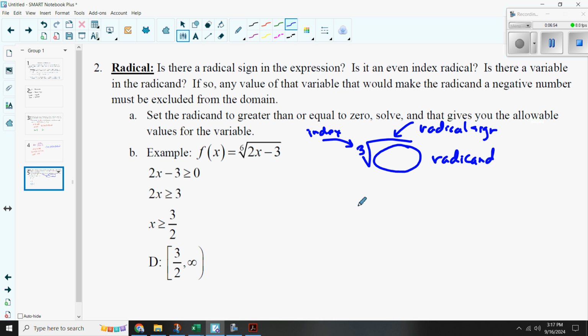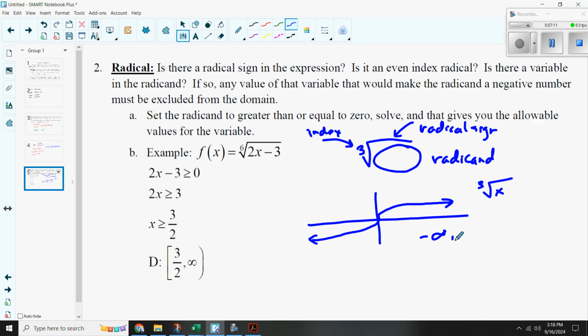The graph of the cube root of x looks like this. The domain of the cube root of x is negative infinity to positive infinity. There's no real restriction on a cube root. That is because it is an odd index.